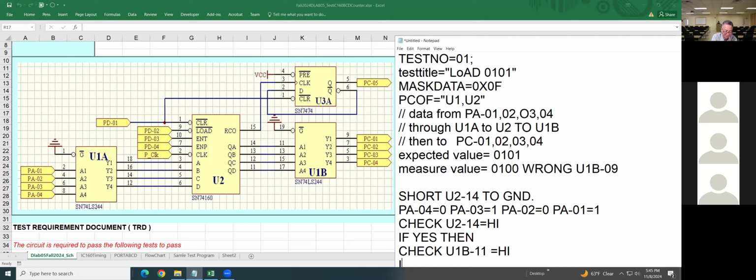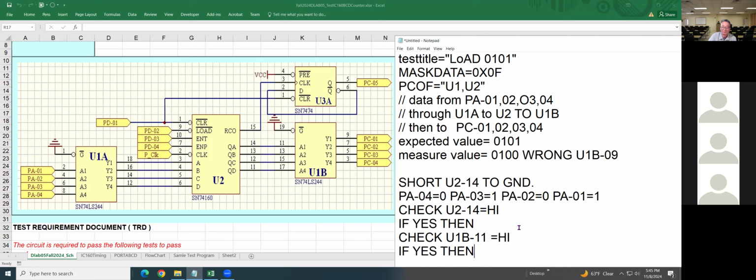If yes, then what? Check pin number 9. Perfect. U1B, pin number 9. Okay? High. For sure they will be wrong, right?